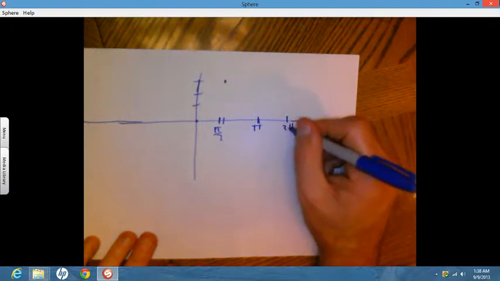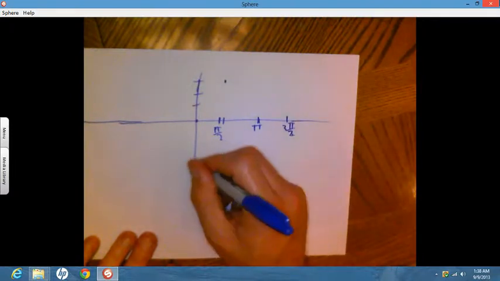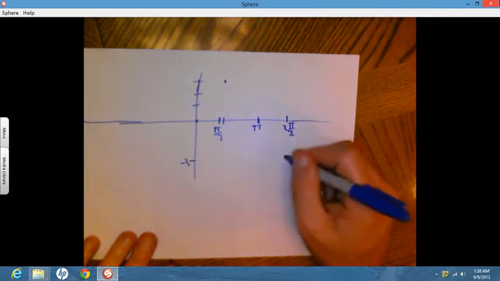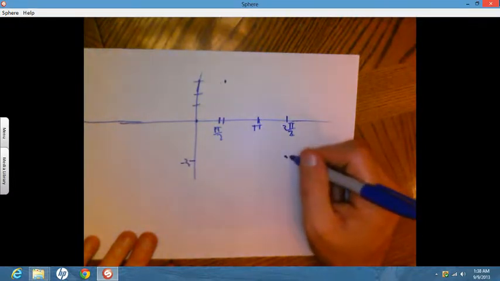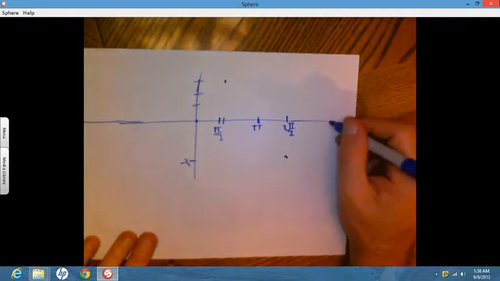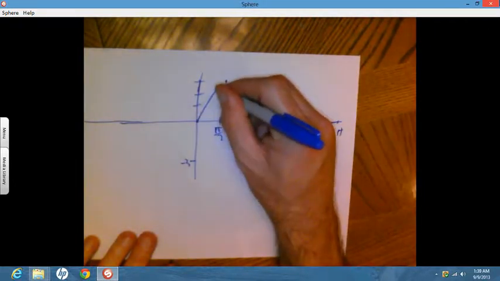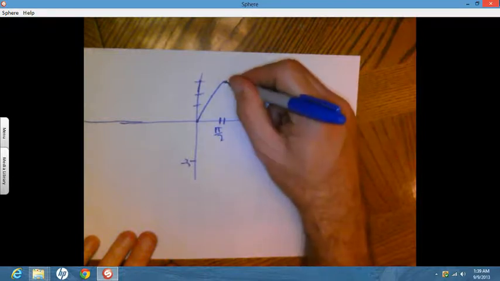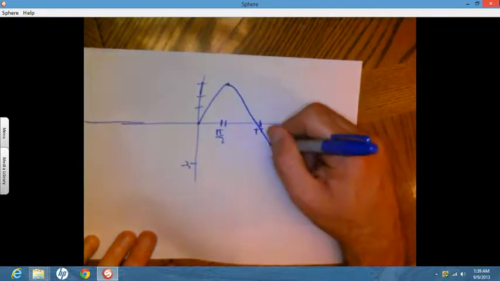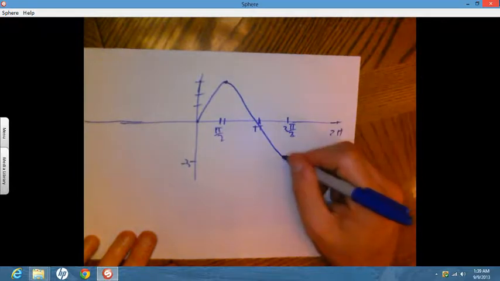So you notice now the range has changed because now it's negative 3 to 3. And again, we go the same way. It's still 2 pi periodic. That hasn't changed. All we've done is stretch it.